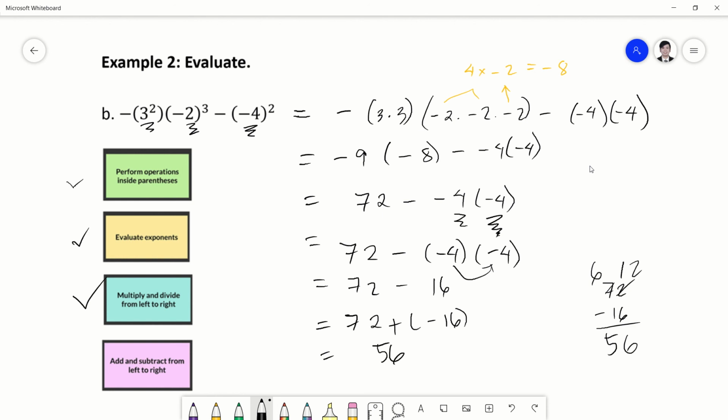And then, in terms of the sign, depending on their absolute value, 72 is greater than 16. That means we follow the sign of the 72, which is positive. So positive 56.